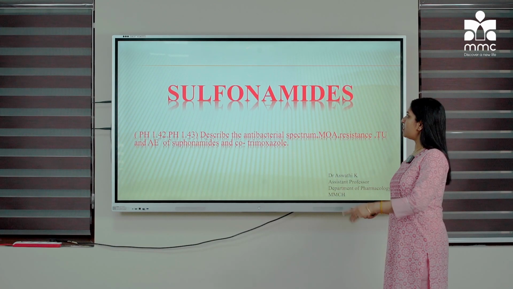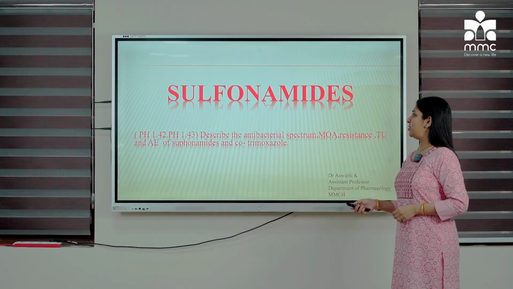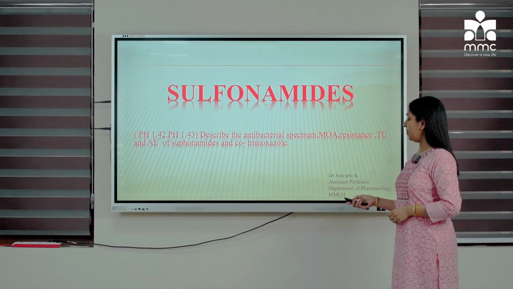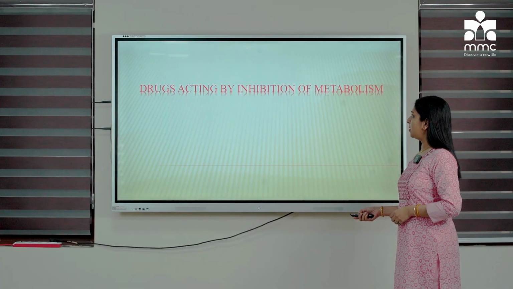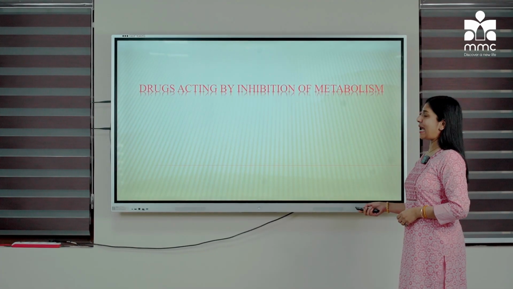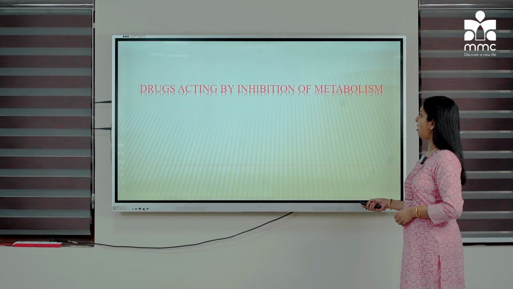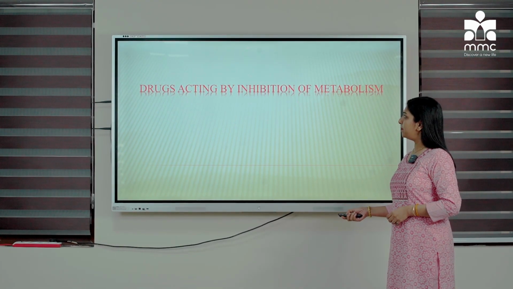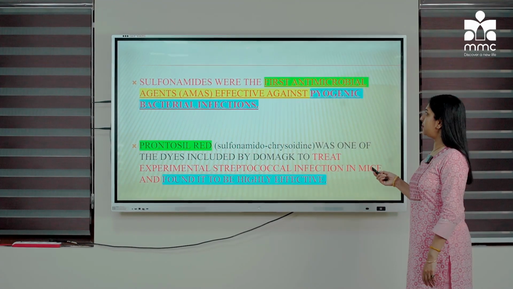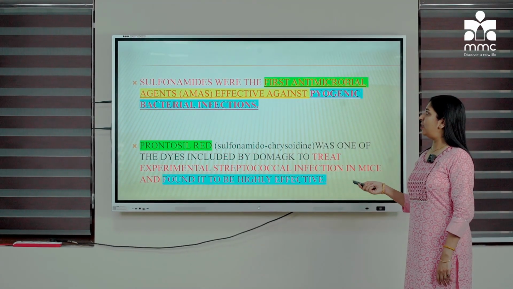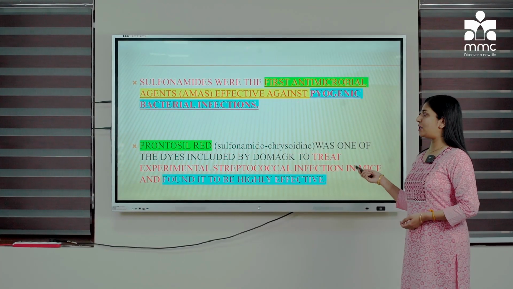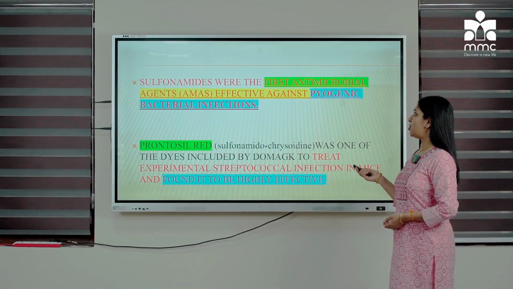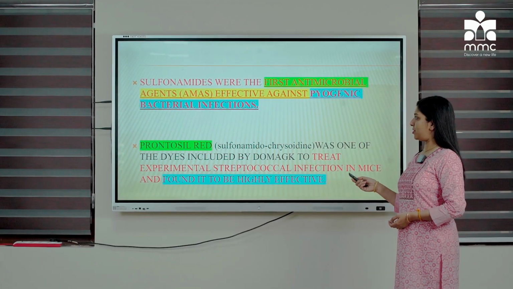So today I am going to discuss sulfonamides. It belongs to one antimicrobial agent. These are drugs that act by inhibiting metabolism. Sulfonamides were the first antimicrobial agents effective against pyogenic bacterial infections. Pyogenic bacterial infections means pustular infections.